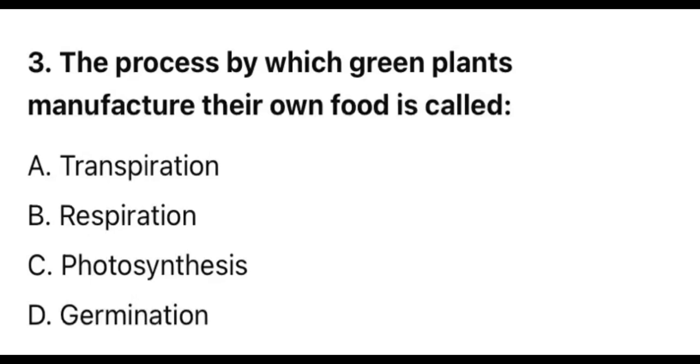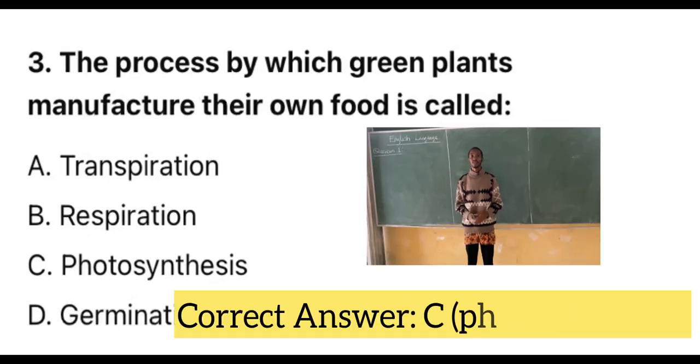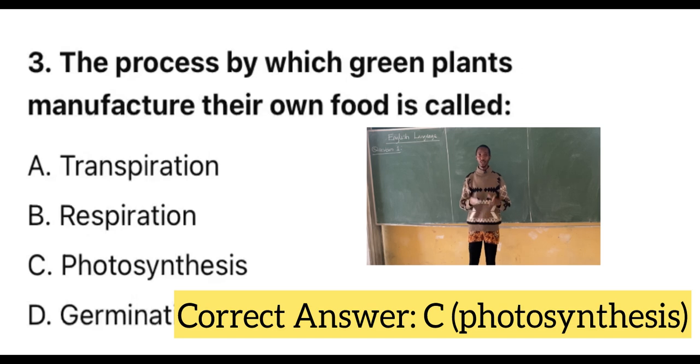Question 3 says, the process by which green plants manufacture their own food is called dash. A. Transpiration. B. Respiration. C. Photosynthesis. D. Germination. The correct answer is C. Option C, photosynthesis. Photosynthesis is the process where green plants use sunlight, carbon dioxide and water to produce glucose and oxygen.